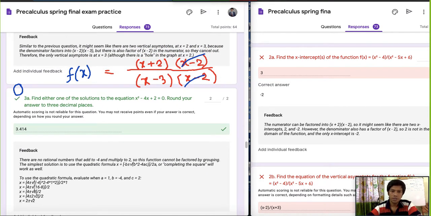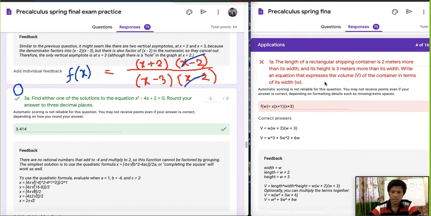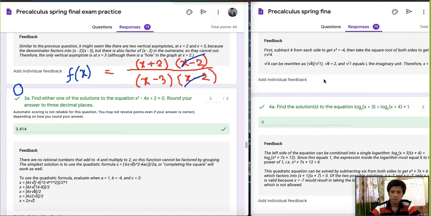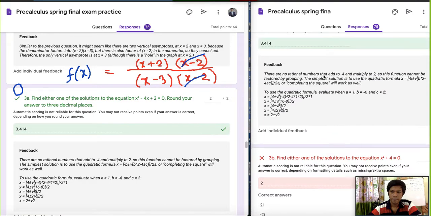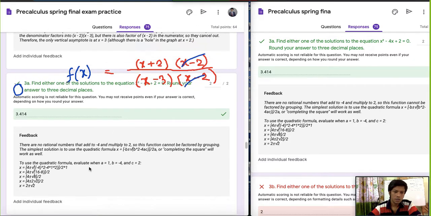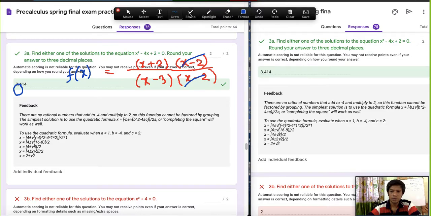Next one. This is a question which is related to solution. This is x square minus 4x plus 2. So we have to solve it to find out the answer. This is not necessary, but if you want, you can see it from this side also. This question. So how do we solve it? How can we solve it?